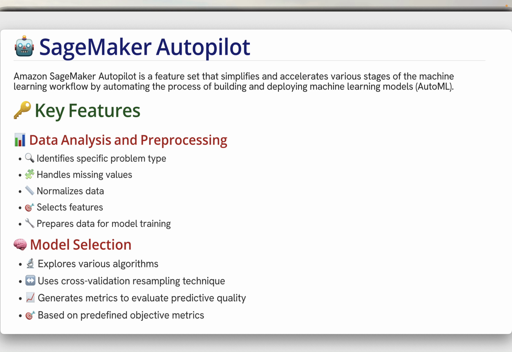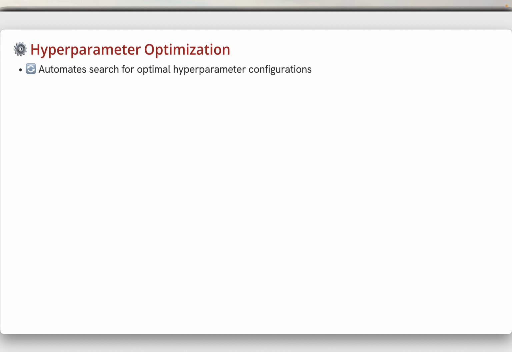Then under model selection, it will explore various algorithms. It can use the cross-validation resampling technique. It can generate metrics to evaluate predictive quality, based on predefined objective metrics, like what metric you want to evaluate. Then it can do hyperparameter optimization. It automates the search for optimal hyperparameter configurations.